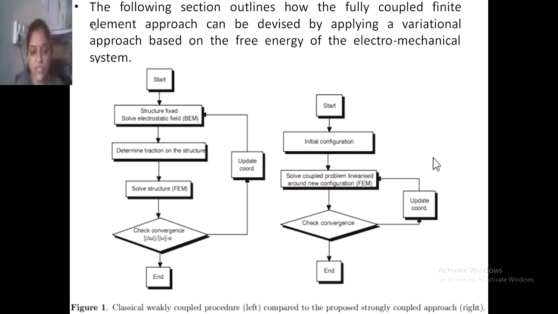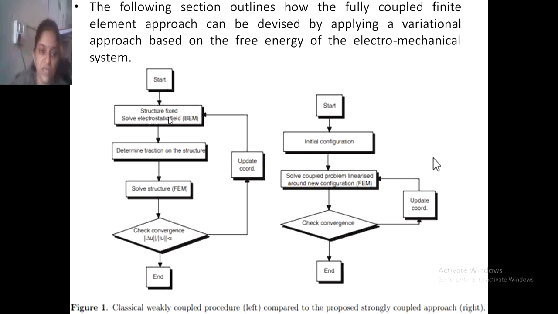Let us see how the following section outlines how the fully coupled finite element approach can be devised by applying a variational approach based on the free energy of the electromechanical system. Here is one example we have considered, the classical weakly coupled procedure, shown on the left side, compared to the proposed strongly coupled approach on the right side.